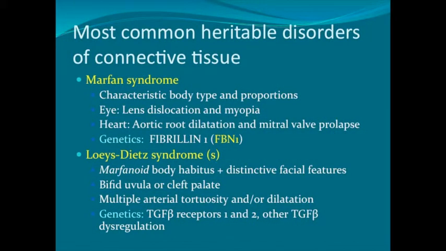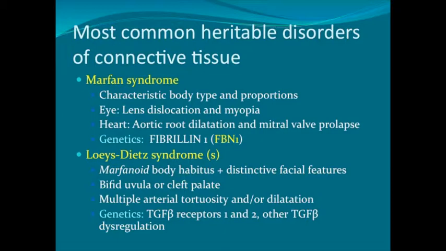Marfan syndrome will have a characteristic body type that was alluded to, so tall with relatively long limbs in relationship to the trunk. There's involvement of the eye, and there's a major criterion that includes lens dislocation and a minor criterion in the eye that includes myopia. For the heart, there is the aortic root dilatation that is present in these patients, and mitral valve prolapse as a major criterion, and it is caused in the majority of cases by fibrillin 1 mutations.